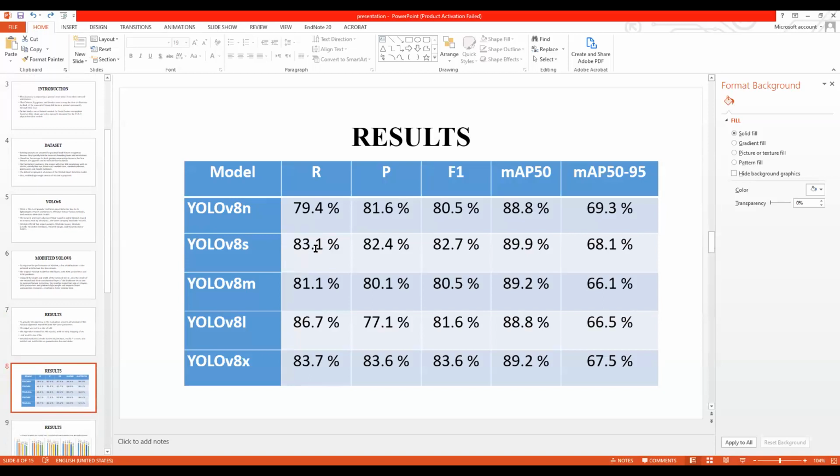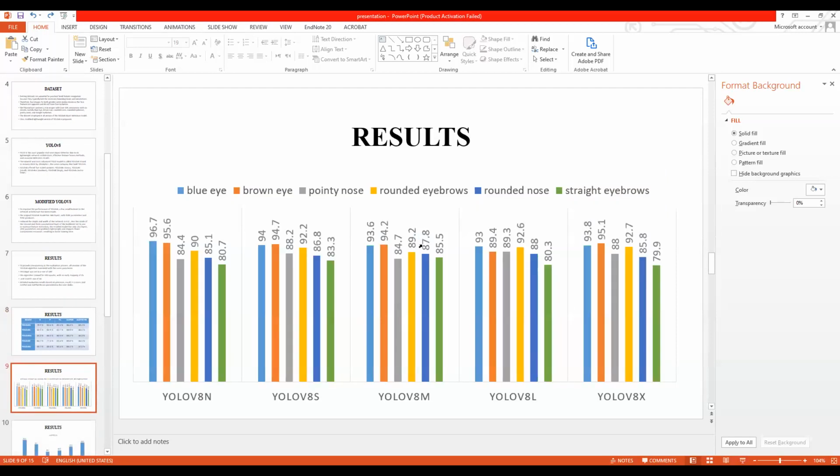Here we can see the recall, precision, F1 score, and the mean average precision for all versions of the YOLOv8. You can notice that the small version reaches the highest mAP, which is the mean average precision. Here are the detailed class mean average precision for all the versions of the YOLOv8.